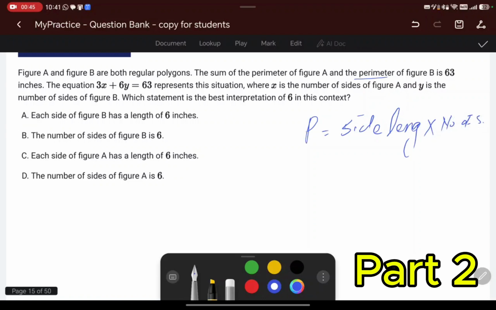S means sides. So here it will be 3x plus 6y equals 63. X is the sides of A, y is the sides of B. The coefficient of the variable representing the number of sides is the length of each side. So B will be 6. Each side of figure B has a length of 6 inches. This will be the answer for you.